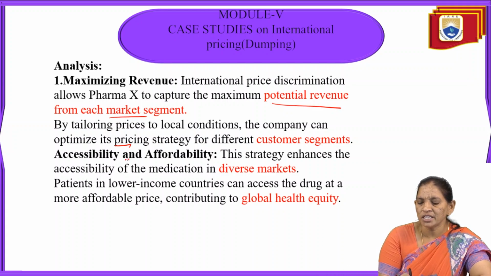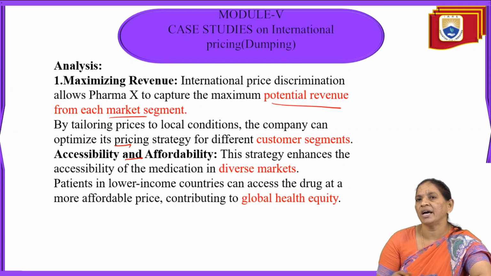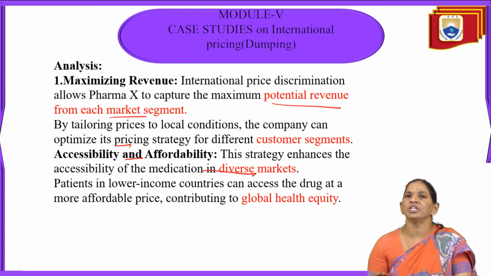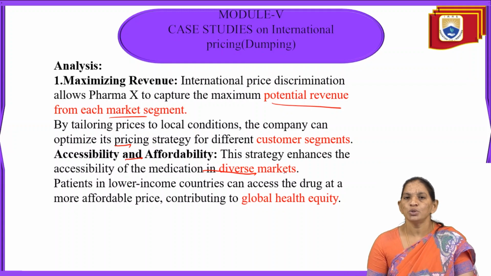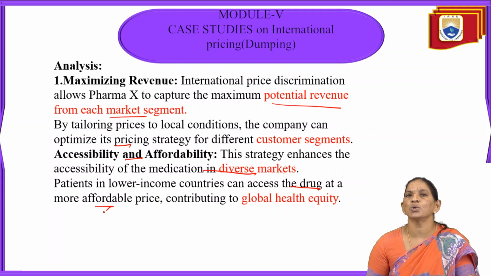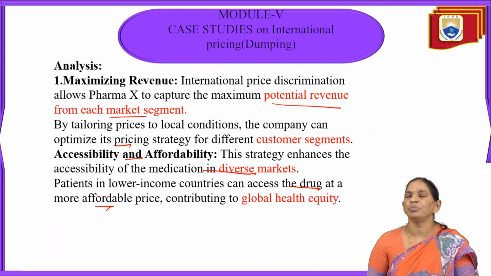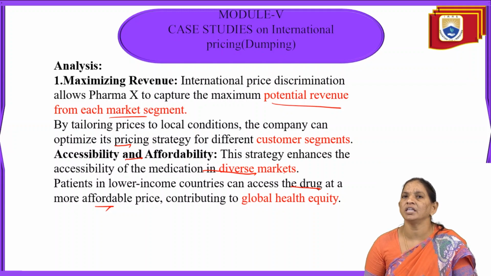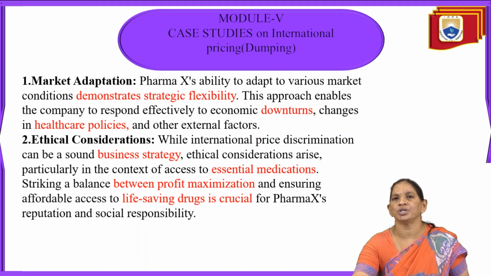So with accessibility and affordability, how the countries are able to access and afford this drug enabled Pharma X to provide medication in a diverse market. So based upon the requirement and the countries' economic, local, political conditions and affordability, it marketed its drugs in a diverse market. Patients in low-income countries access the drug at a more affordable, low price, which contributes to global health equity, means providing to underdeveloped nations or the patients who require it at a lower price, based upon global health equity and along with market adaptation.